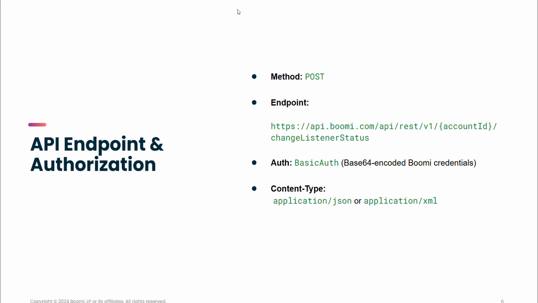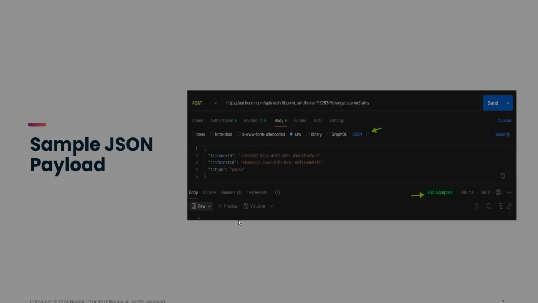So we need to send a POST request to this endpoint: api.boomi.com/api/rest/v1/{accountId}/changeListenerStatus. That's the endpoint, with basic authorization and the content type, whatever the payload that we supply in the request, either JSON or XML.